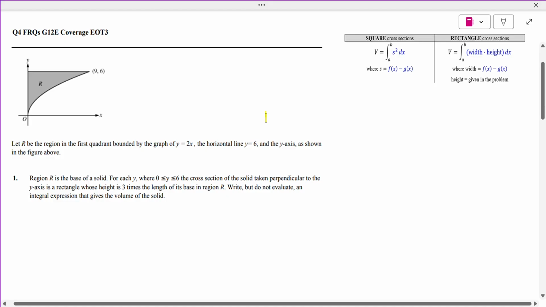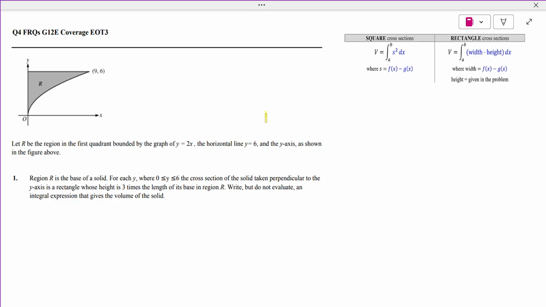In this video we will be talking about question 4 FRQ for a grade 12 elite for term 3. So it says let R be the region in the first quadrant bounded by the graph of y equals 2x, the horizontal line y equals 6 and the y-axis as shown in the figure above.